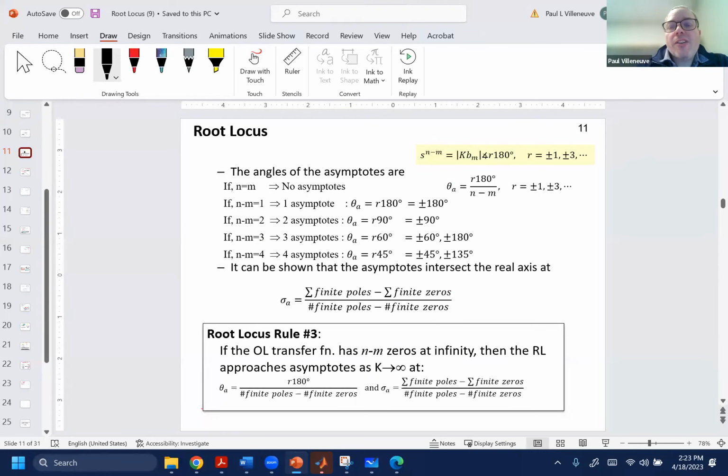Okay. So R is going to start with 1. Then if n minus m is 3 or greater, then you're going to plug in 3. And then you can go to 5 if n minus m is 5 or greater, et cetera. All right, so in my case, it's equal to 2. So I should just start with R equal 1. Exactly. Yep. Your R value can't exceed that. And that makes sense, right? Because you can't have more asymptotes than you do infinite zeros, correct?